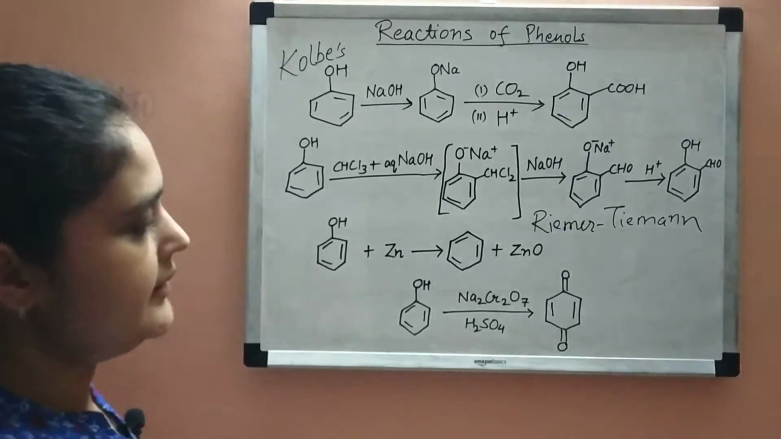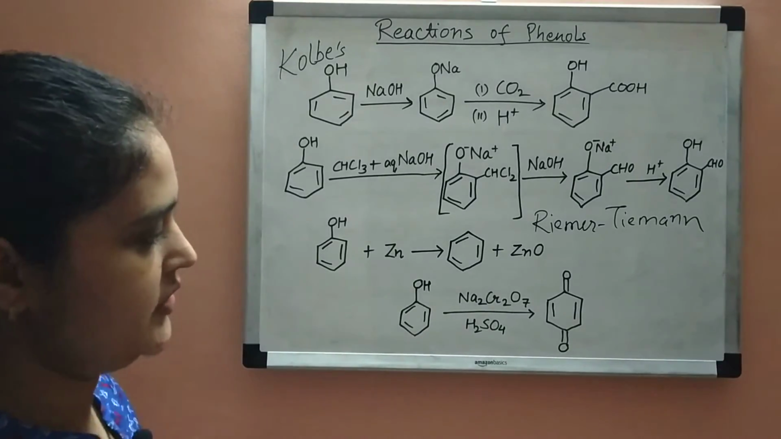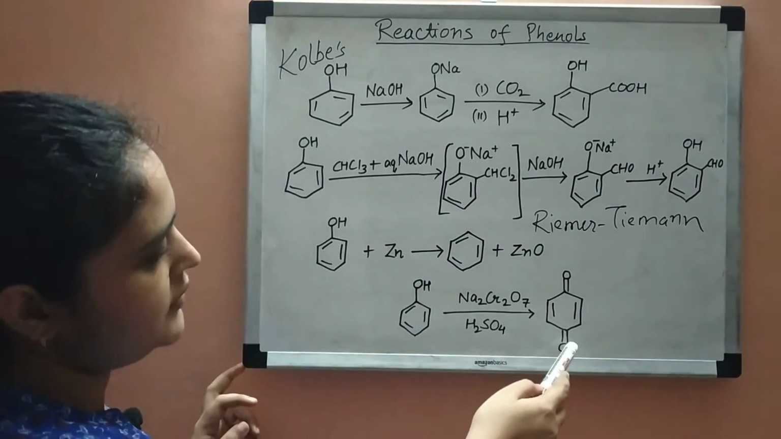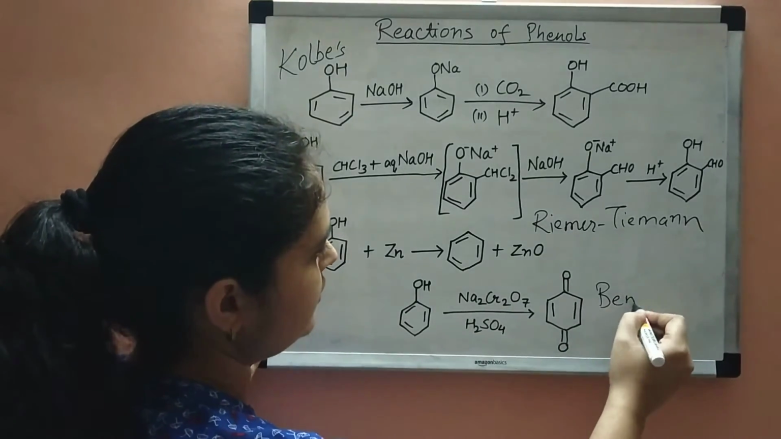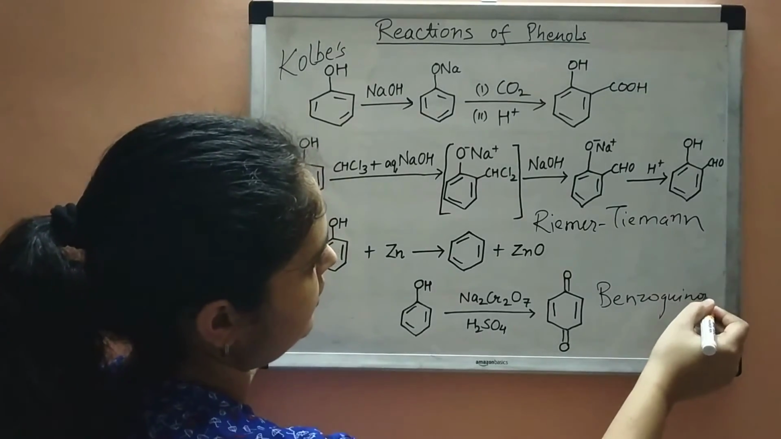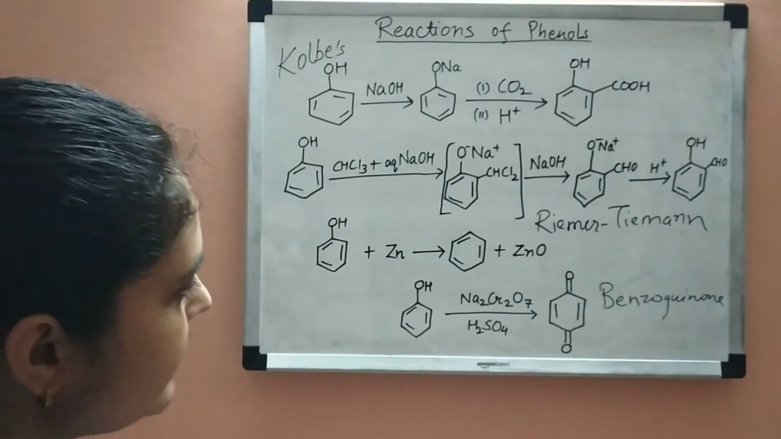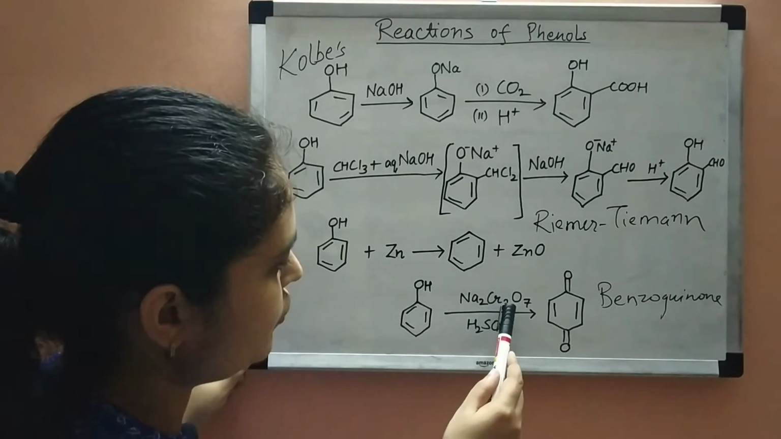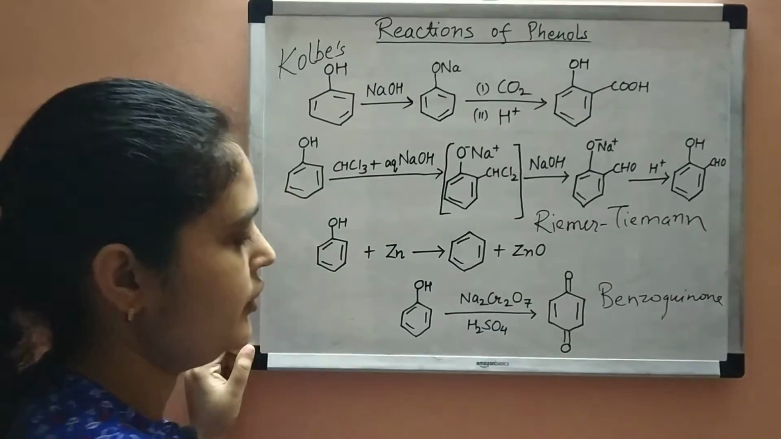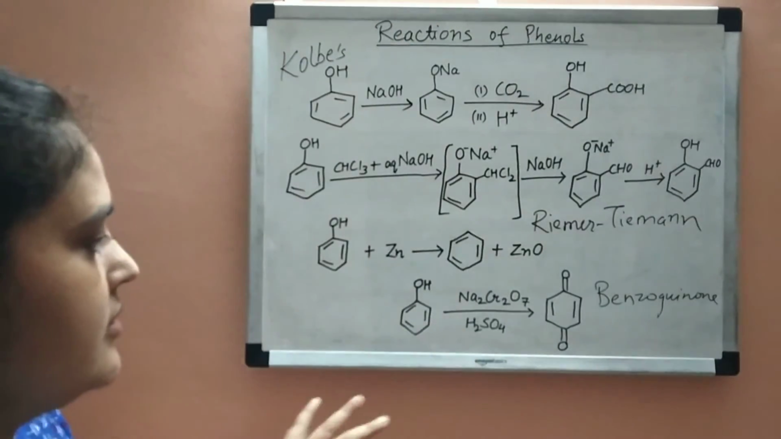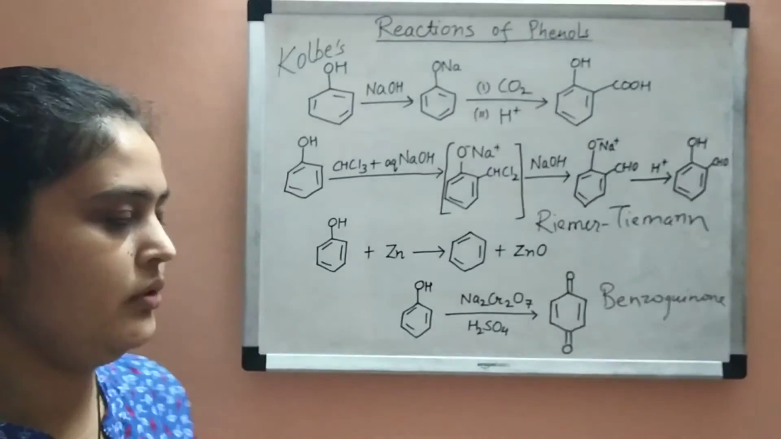Now the next reaction, the last reaction of phenol which we will study, is the oxidation reaction. Phenols are easily oxidized to benzoquinone. This is benzoquinone. How is it formed? If you add chromic acid to phenol. Chromic acid is formed from sodium dichromate, that is Na2Cr2O7, and sulfuric acid, that is H2SO4. When you add these reagents to the phenol, you get benzoquinone. So this is the oxidation of phenol.